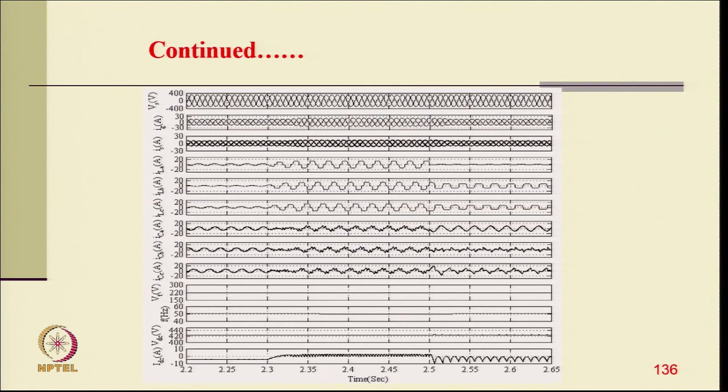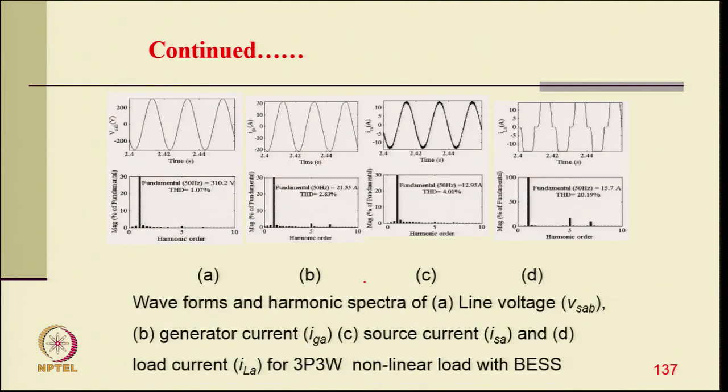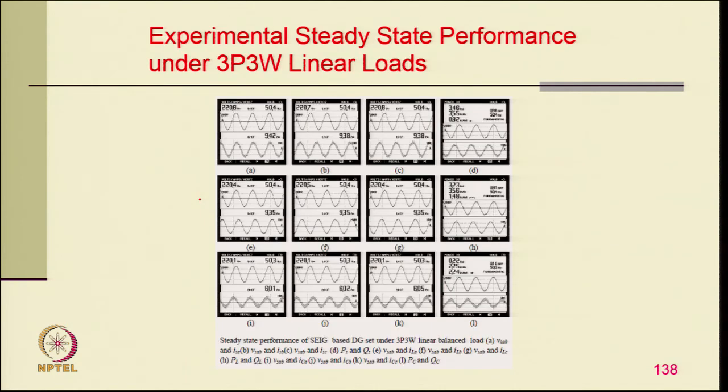Now, coming to the nonlinear load, we have a nonlinear load here. It provides harmonic compensation as well as load balancing because of the single phase load here, and this nonlinear load also gets harmonic compensation. So, you have a THD of the load current of 20%, where the THD of the generator current is 4%, and the voltage THD is only 1% here.